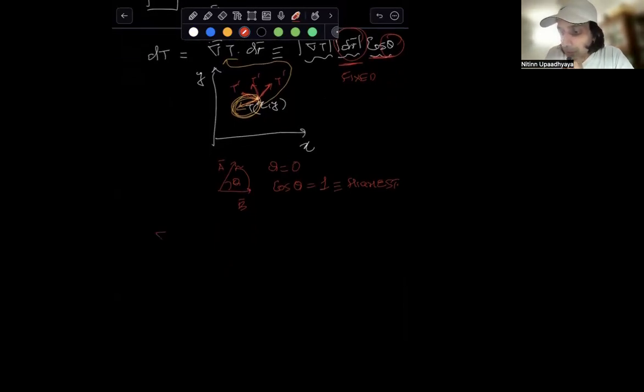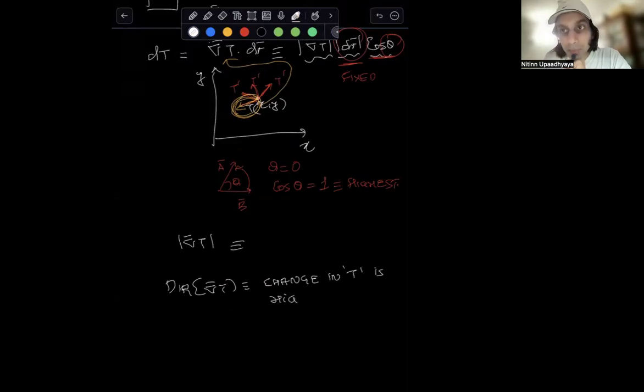So just to summarize, the gradient has a direction, and that direction is the direction along which the change in the value of the scalar field is the highest. So I have a gradient, you have its magnitude. So this is the magnitude. I'll come to what it means. And then you have the direction of gradient of T. And this is where the change in T is highest, or this is the direction of maximum ascent.